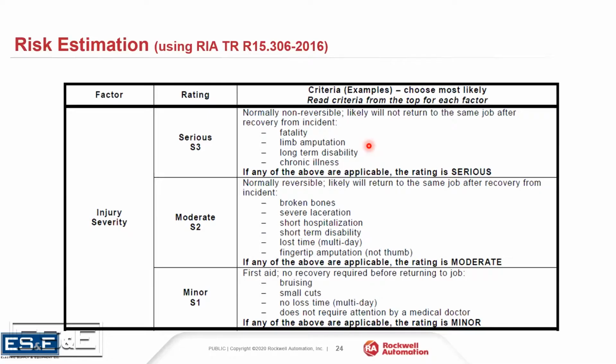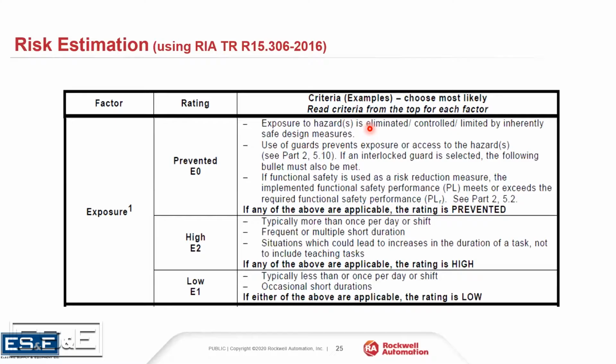Here they define injury severities. So minor might be like first aid. Moderate could be defined as normally reversible, like a broken bone normally heals and lacerations normally heal. You might need stitches, et cetera. And then serious would be non-reversible, something like an amputation or worse. So those are defined. And then the exposure is defined as low, meaning it's not very frequent, maybe less than once a day even. And then high would be more frequent.